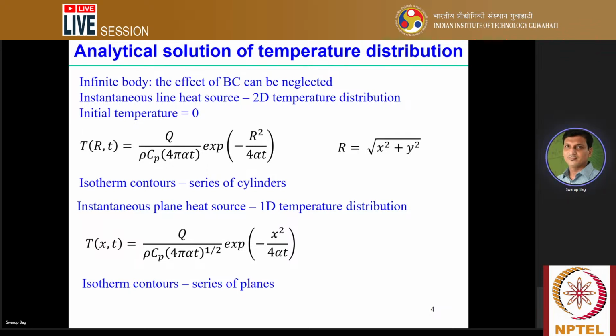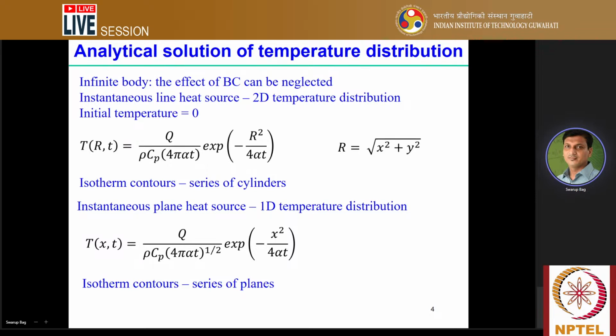Now, if you look into the nature of the equation, basically the isotherm contour is a series of cylinders. So over the cylindrical shape, this isotherm contour represents one kind of cylinder. So that is the solution domain we are getting with this particular assumption.